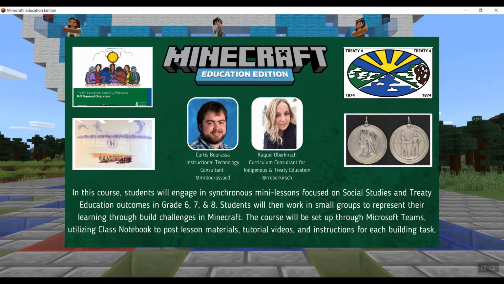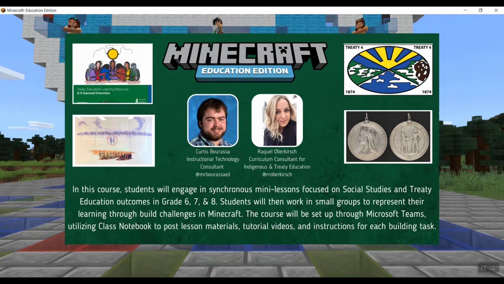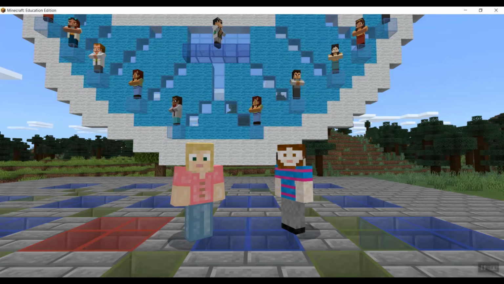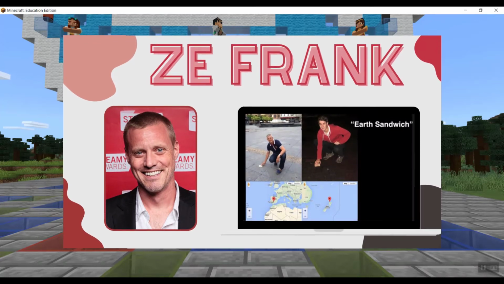It was such a great model for us to begin thinking about how we could get our students collaborating in our treaty education and Minecraft course. Yeah, I think we did a good job of using different tools to encourage meaningful interactions. We used Teams, Forms, Padlet, Class Notebook. I think a good next step would be thinking about how we can get students to share more broadly with a provincial or even global audience. Yeah, connecting around the world, kind of like that Earth Sandwich Challenge from Z Frank back in 2006 that Dr. Kuro showed us. That was epic.